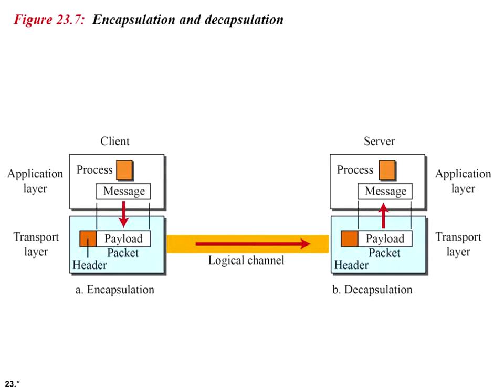Now decapsulation happens at the receiver side. When the message arrives at the destination transport layer, the header is dropped and the transport layer delivers the message to the process which is running at the application layer. So the sender socket address is passed to the process in case it needs to respond to the message received.